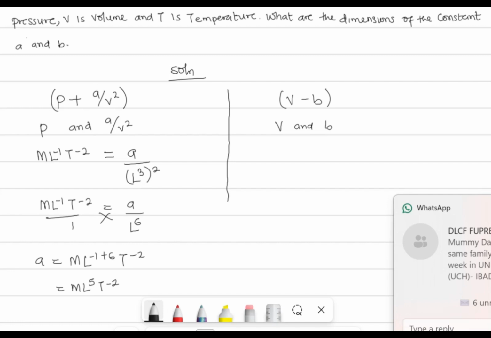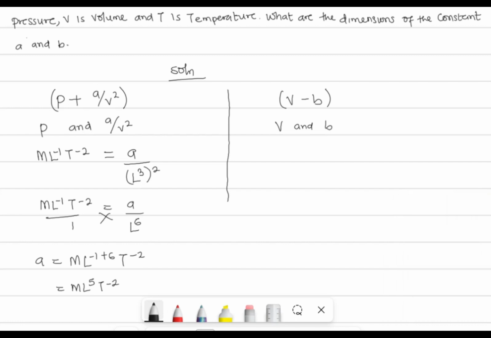And so again now, for V and B to be dimensionally correct, V means volume, so we can say volume L³ is the same as that of B. So that's all. B has a dimension of L³ and A has a dimension of M L⁵ T⁻². So that's that about that. So we're looking at the third use of dimension.